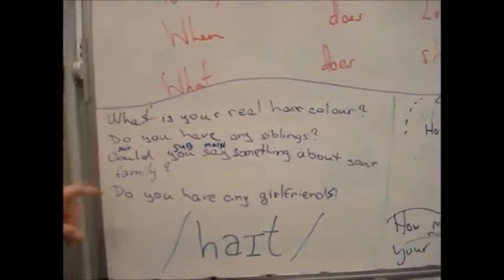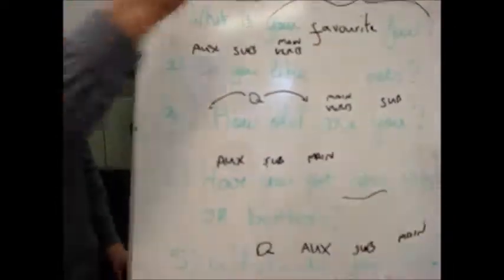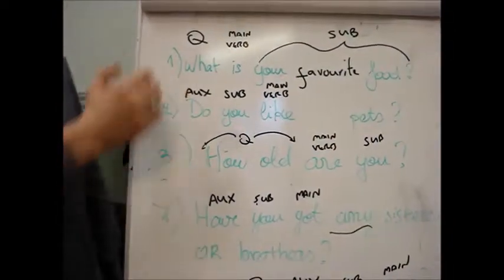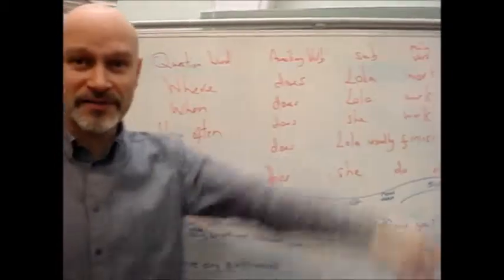Yes, I could. Do you have any girlfriends? Yes, I do. Have you got any sisters or brothers? Yes, I have. Do you like pets? Yes, I do. So that's one way. The other way is using the verb to be as the main verb, and the other one is using the verb do as the auxiliary verb, and it must always be supported by the main verb.